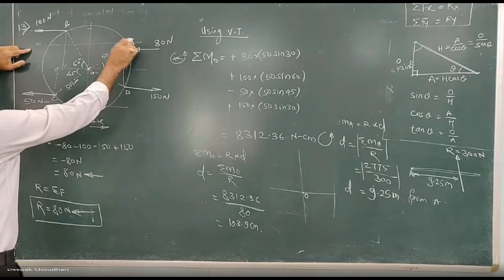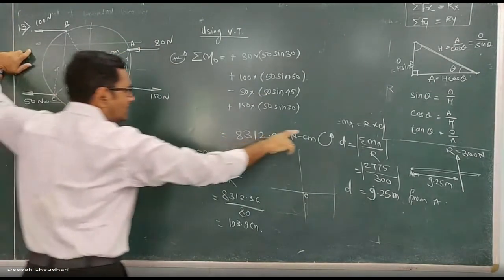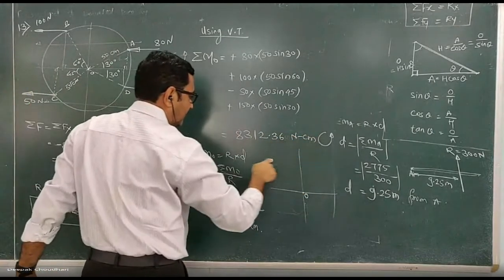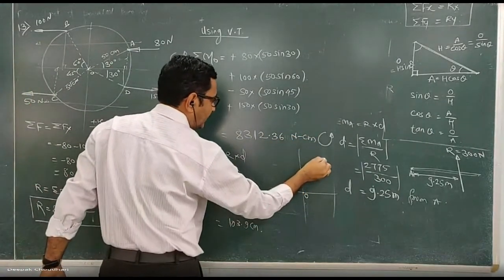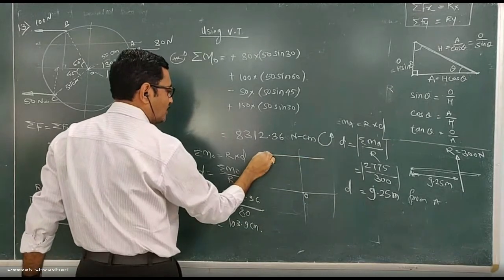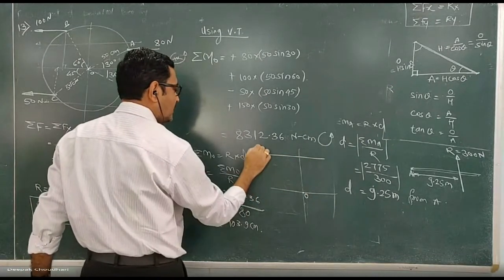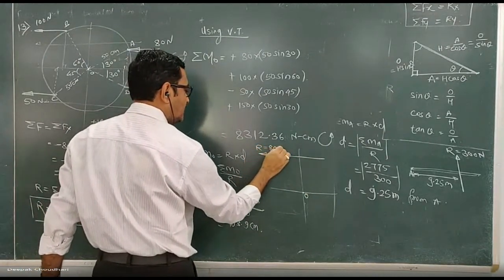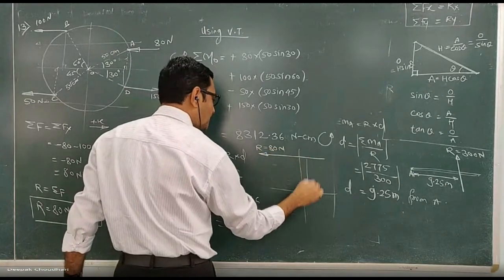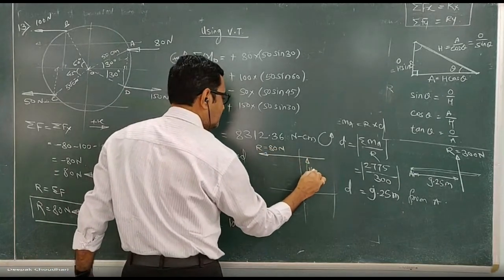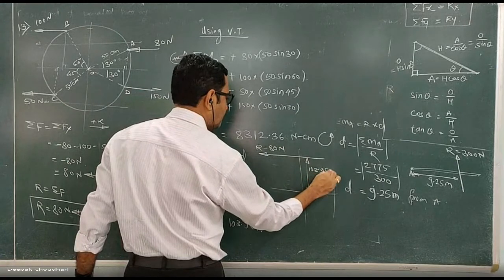Resultant is acting horizontally towards left and producing the anti-clockwise moment. If it is left and produces an anti-clockwise moment, then it has to be above point O. It should come above O. So this is the resultant which is equal to 80 Newton at a distance of 103.9 centimeter from O. Clear?